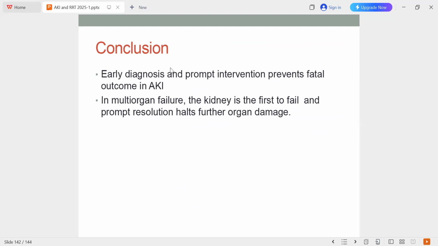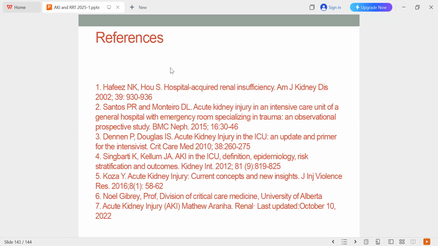So early diagnosis and prompt intervention prevent fatal outcome in AKI, especially with early institution of renal replacement therapy. In multi-organ failure, remember that the kidney is the first to fail, all right, and the first to recover in instances of multi-organ failure. All right, these are some of the references.